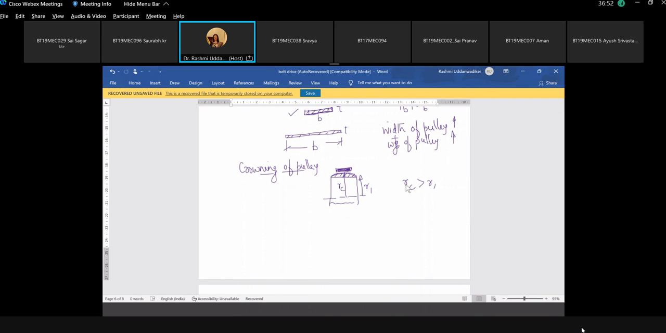Now as the radius increases, the centrifugal force would increase. And with the increase in the centrifugal force, if the belt is trying to slip away here, because the centrifugal force is more here, this will try to align the belt. So if the belt is moving here, it will tend to come back at the center. Similarly, if it is trying to move here, the centrifugal force will try to bring it back. So this crowning of pulley helps in self-aligning of the belt.